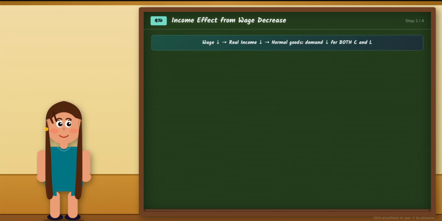And part B of question 3 asks for the direction of the income effect on consumption and leisure from this wage decrease. The key logic is that a wage decrease reduces income. You earn less per hour, so your real purchasing power falls. For normal goods, when income falls, demand falls. Both consumption and leisure are normal goods.